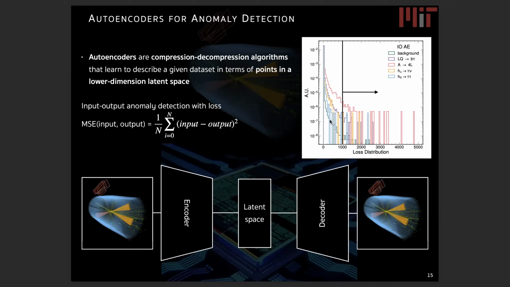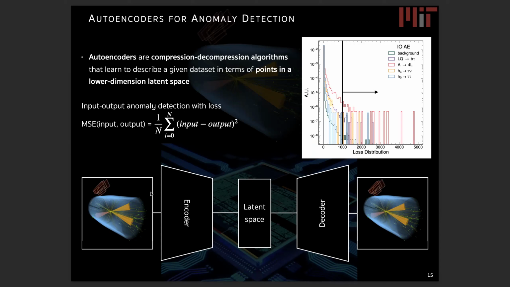So if you plot the distribution of the loss, which in our case is the distance between the input to the autoencoder and the output, the typical background, not interesting event will have a very small distance between the input and output. So it will be close to zero, because the autoencoder was trained to reconstruct this type of events perfectly or close to perfectly. But in this plot, sorry, it's poorly labeled, all of these colors are anomalous.